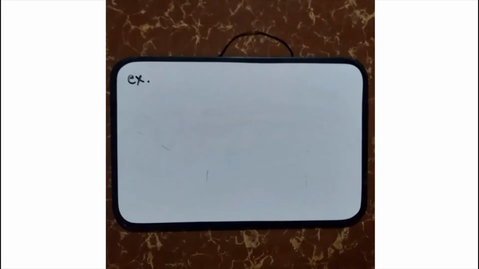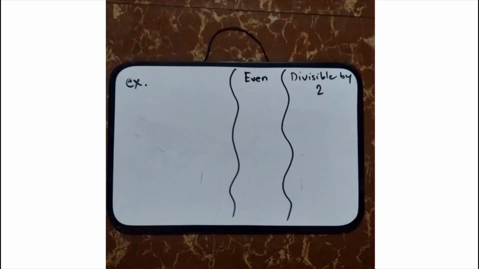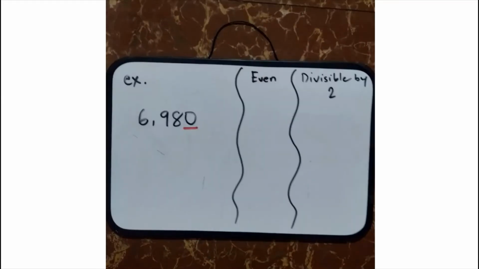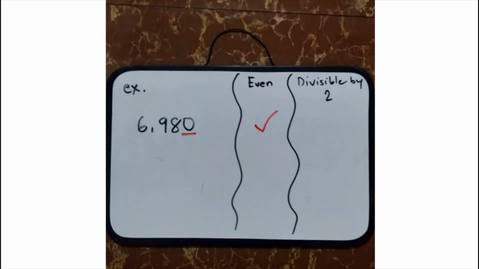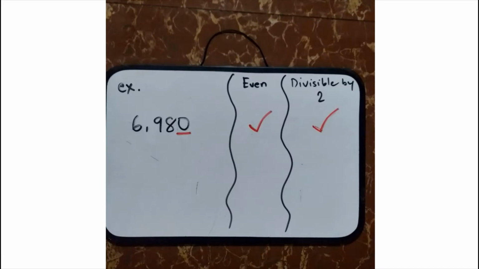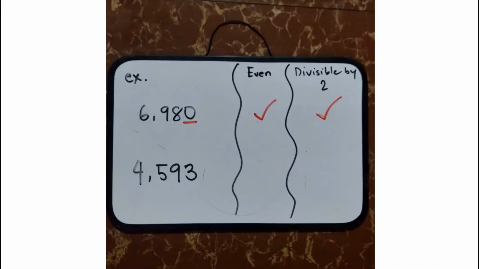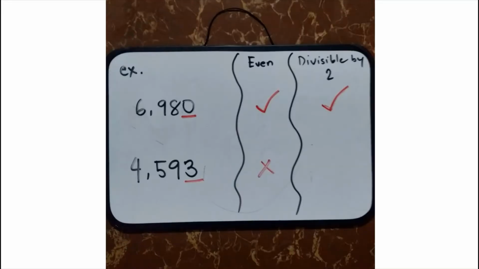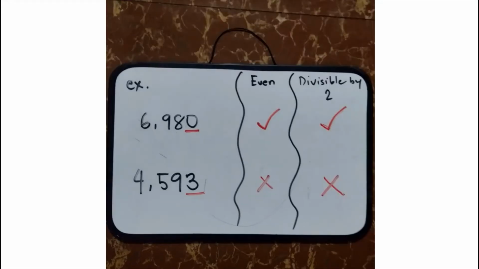Let's have this as an example. 6,980. The ones digit is 0, which makes 6,980 an even number. So, 6,980 is divisible by 2. Let's have another one. 4,593. The ones digit is 3, which is not an even number. So, the number 4,593 is not an even number as well, making the number 4,593 not divisible by 2.